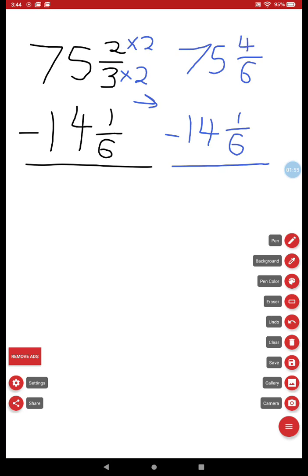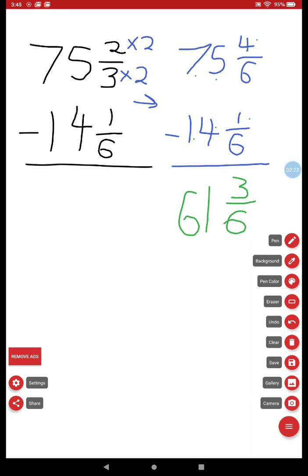All right, now that we have a common denominator, we can go ahead and subtract. 6 stays on the bottom. 4 take away 1 gets me 3. 5 take away 4 is 1. 7 take away 1 is 6. So I have 6 and 3/6.